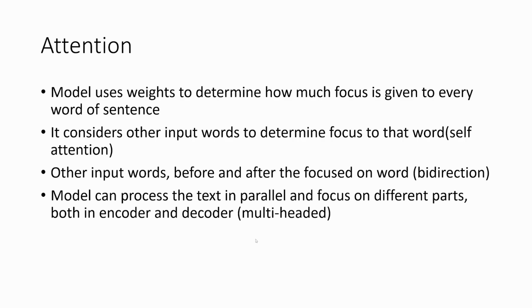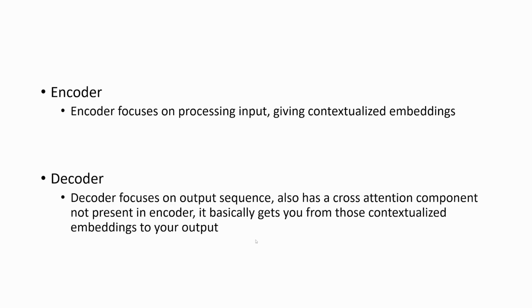So what is the encoder and decoder architecture? Well, at a high level, the encoder focuses on processing input and giving contextualized word embeddings. And the decoder focuses on the output sequence, and it also has a cross-attention component that's not present in the encoder, and it basically gets you from your contextualized embeddings in your input to a relevant output by bringing more context and relevance between your input and output.